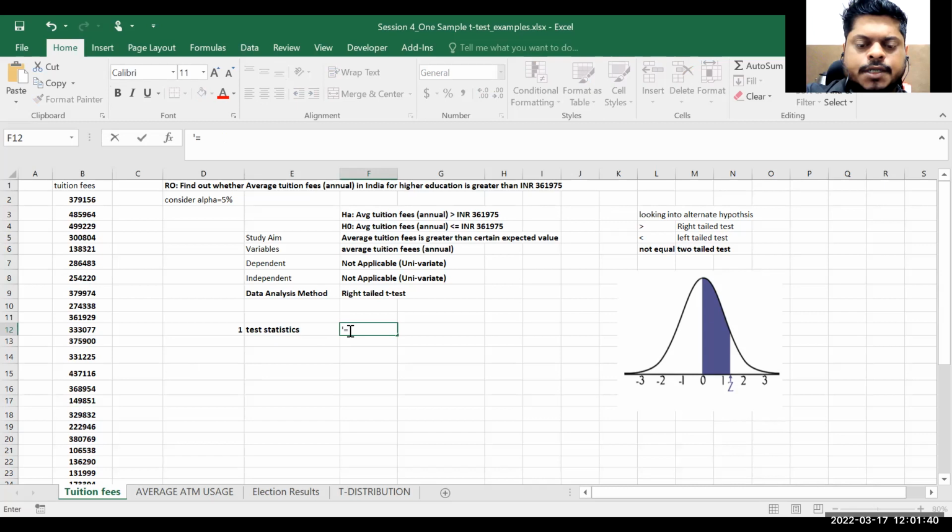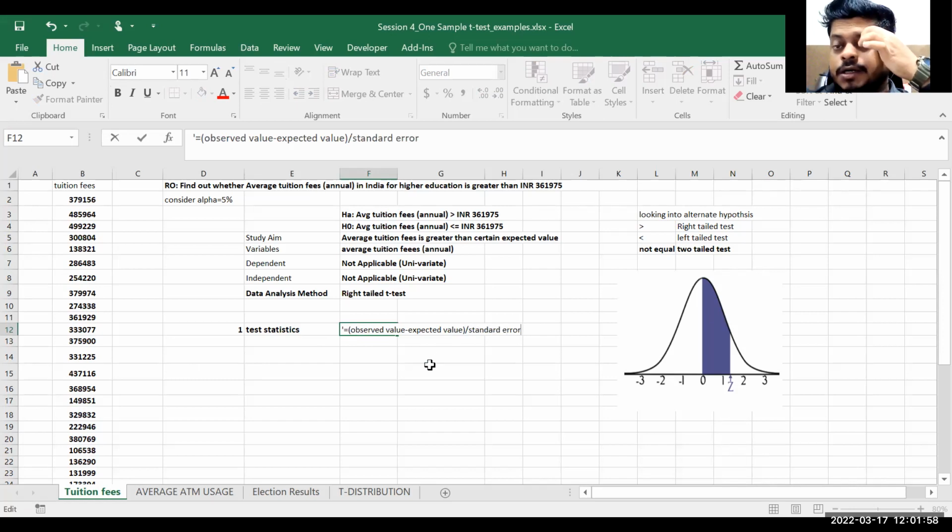So test statistics, like we discussed in the previous class, is nothing but observed value minus expected value divided by your standard error, right?